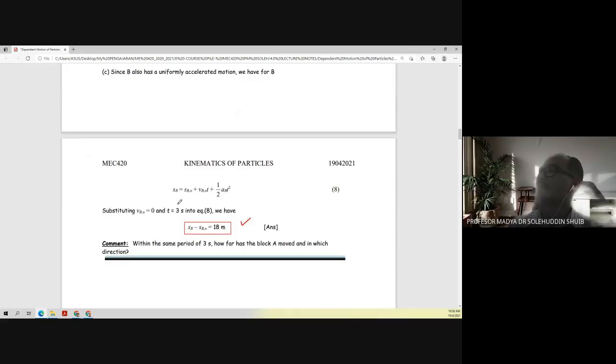So this is another question that you need to answer. Within the same period of 3 seconds, how far has block A moved, and in which direction? That is the thinking part.